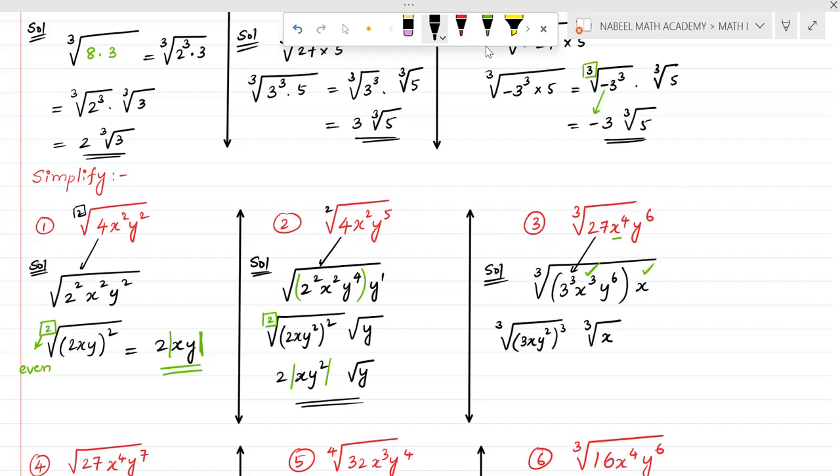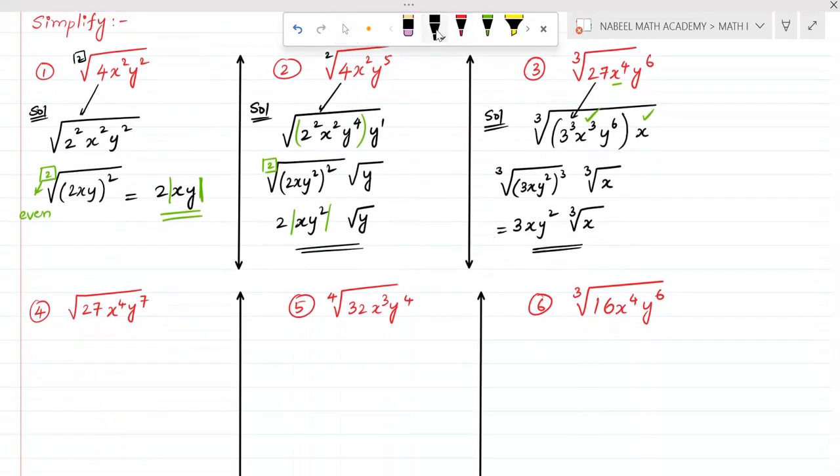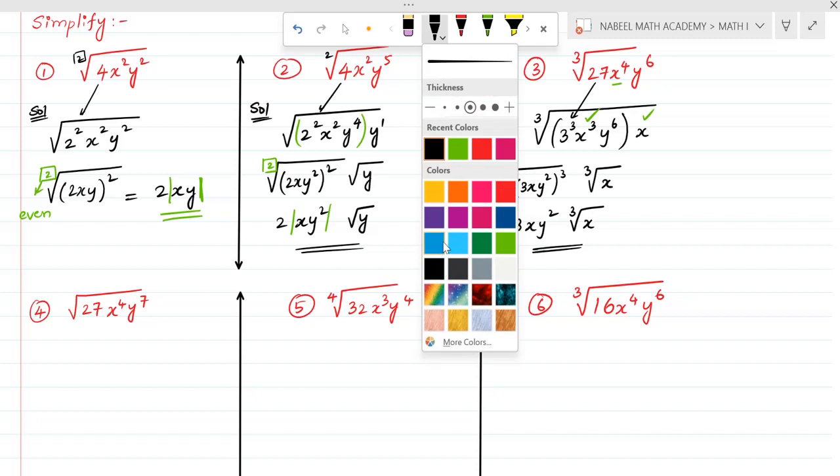When you apply this one here, it is without absolute. Why? It is an odd number. n is odd here, so it is without absolute.